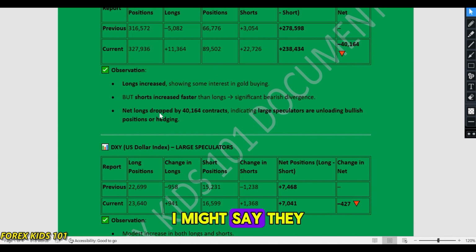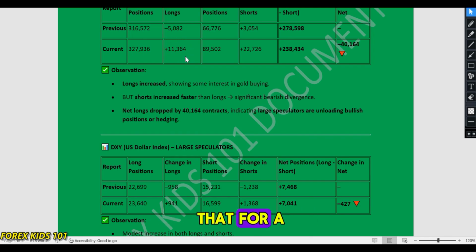I might say they are big hedging instead of unloading, because if we look at this year, they still added 11,000 buys. But we can see that they added double the amount on the selling side, which ended up pushing our net position lower. So I'm still sticking with the idea that they are hedging.